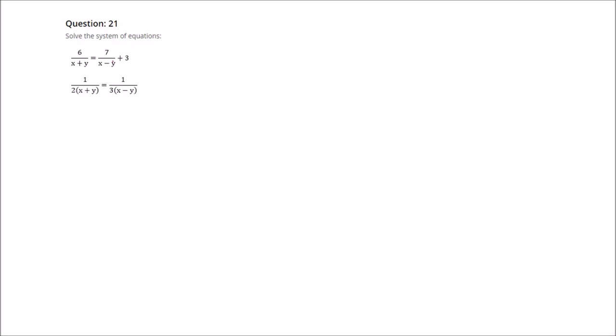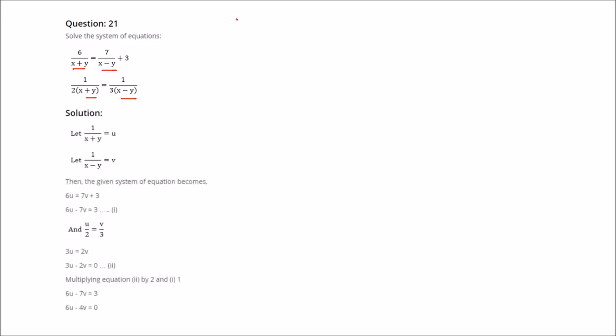Now we have another equation like this. See, this is x plus y, this is x plus y. This is x minus y, this is x minus y. So this 1 by x plus y can be taken as u, and 1 by x minus y can be taken as v. So what do you get? 6u equal to 7v plus 3, first equation. Or you can say, bring 7v to the left hand side: 6u minus 7v equal to 3. This is our first equation.